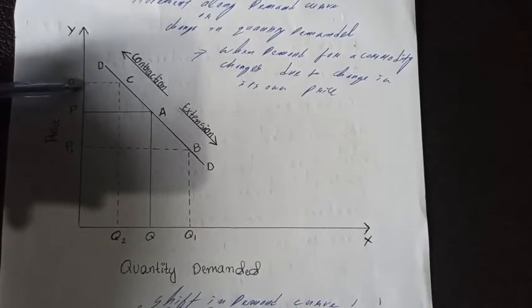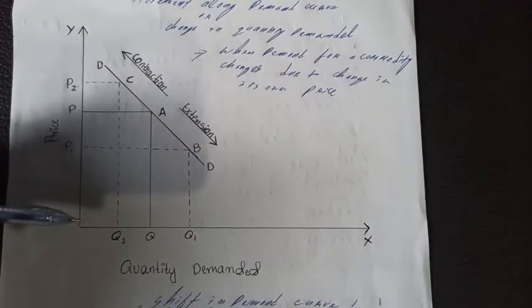On the other hand, when price rises from P to P2, then what will happen? As consumers, we will buy fewer goods. That means our quantity demanded will decrease from Q to Q2. So here our quantity demanded is OQ2 or P2C. That is called contraction of demand.